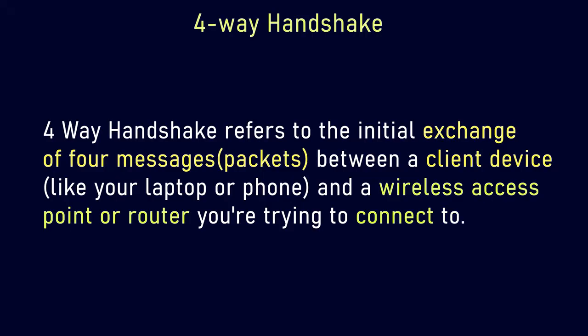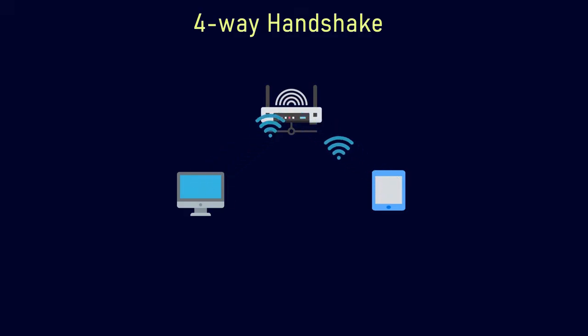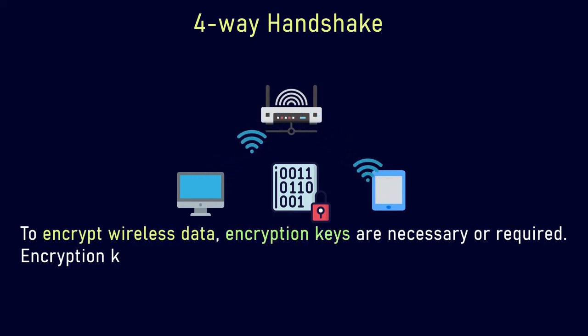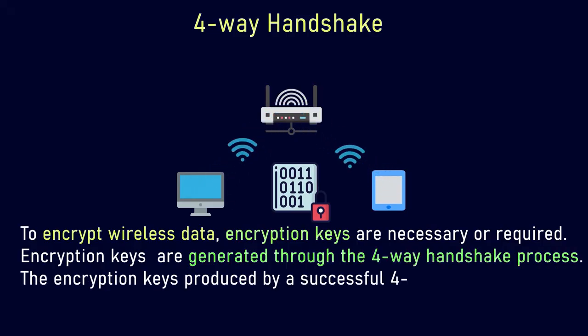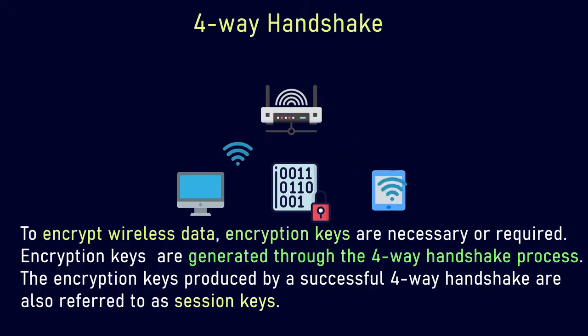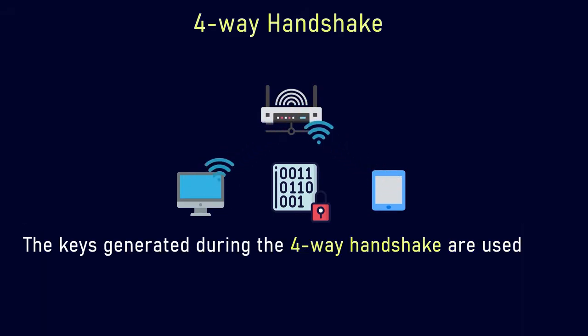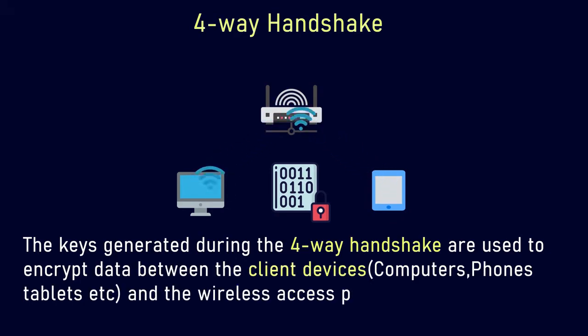As we discussed in the cryptography section, keys or encryption keys are used to encrypt data, right? So to encrypt wireless data, we need encryption keys. The four-way handshake is the process of generating encryption keys. Encryption keys generated by a successful four-way handshake are also known as session keys. The keys generated during the four-way handshake are used to encrypt data between the client device and wireless access point.